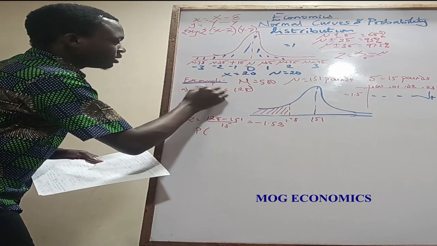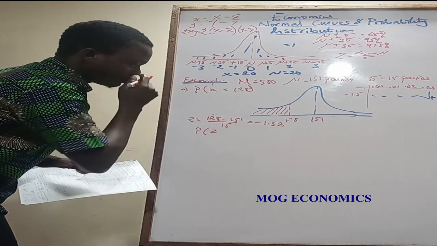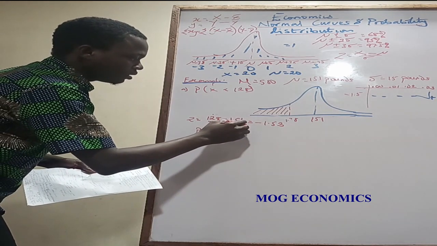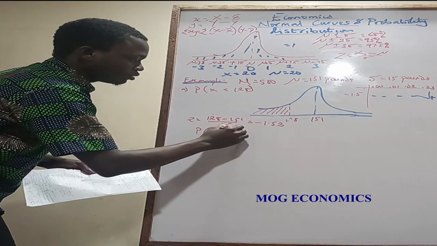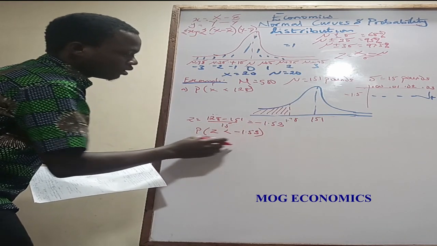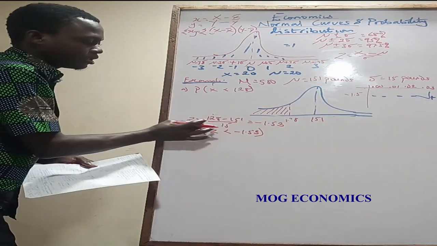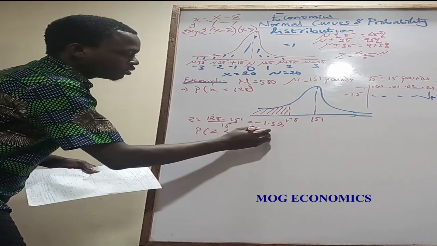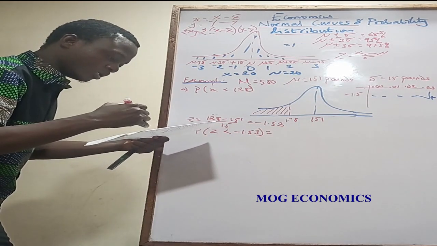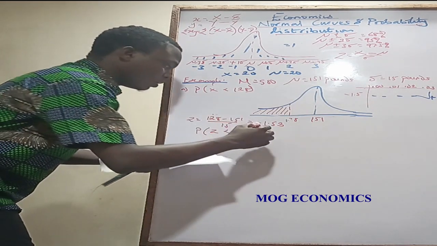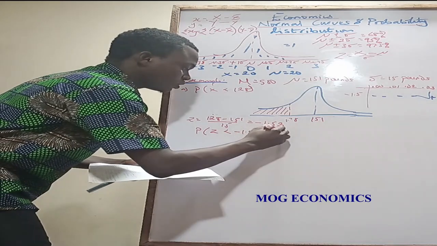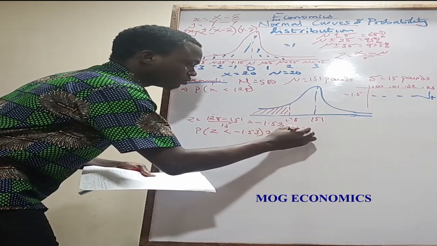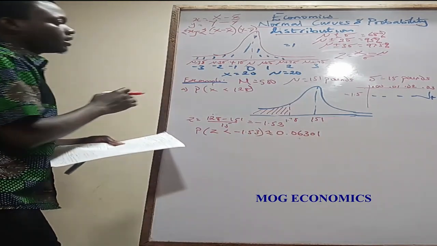Well, the probability of the z-score that we're looking for being less than minus 1.53, because we've gotten a z-score of 1.53 here. So the probability that what we're looking for is less than minus 1.53 is approximately 0.06301. So that's the answer to the first question.